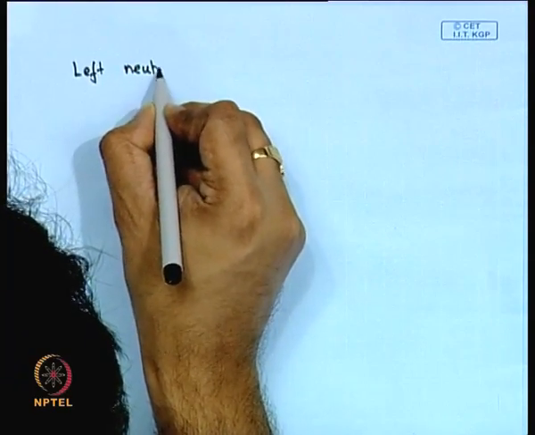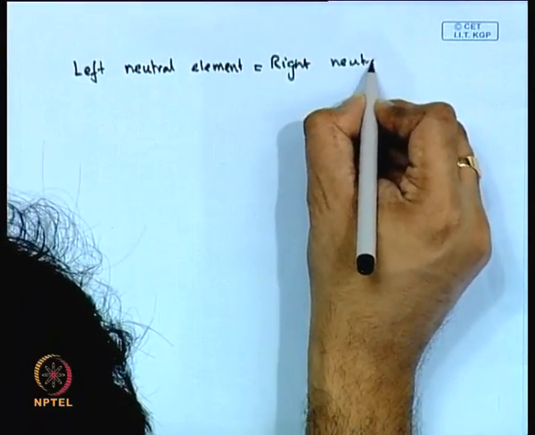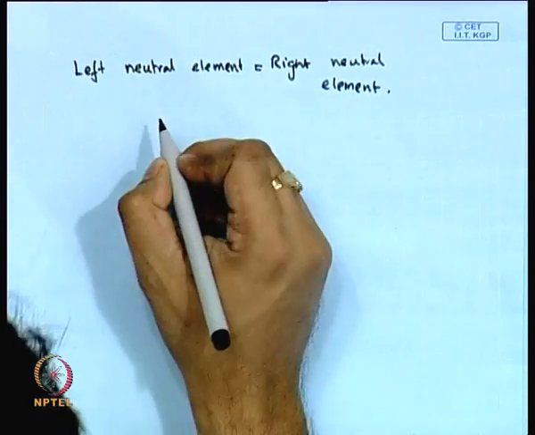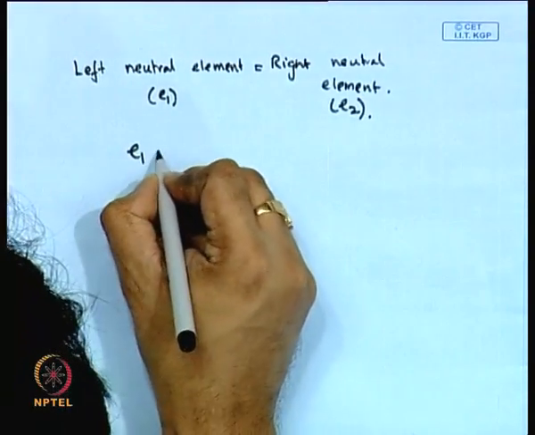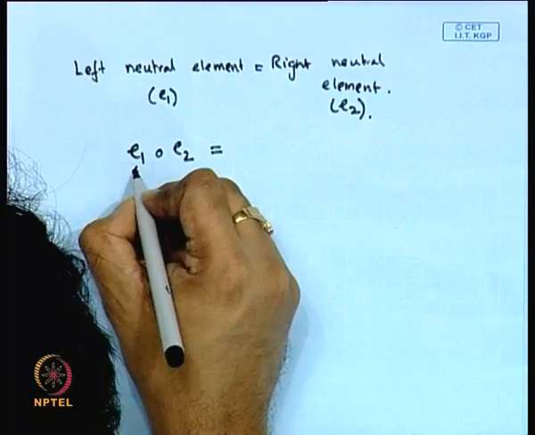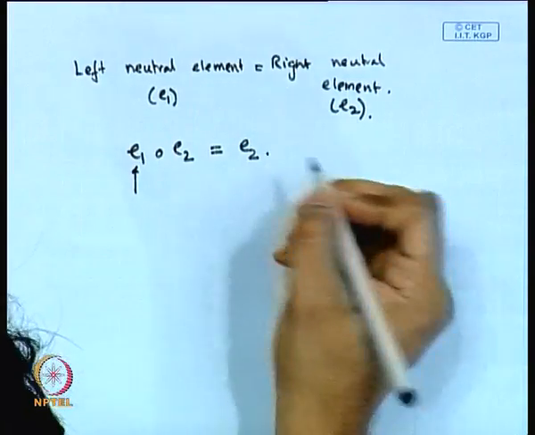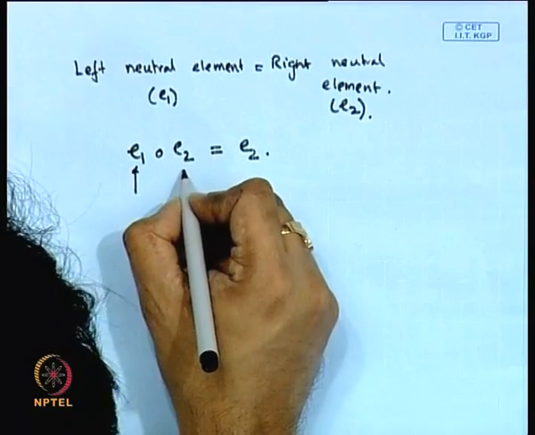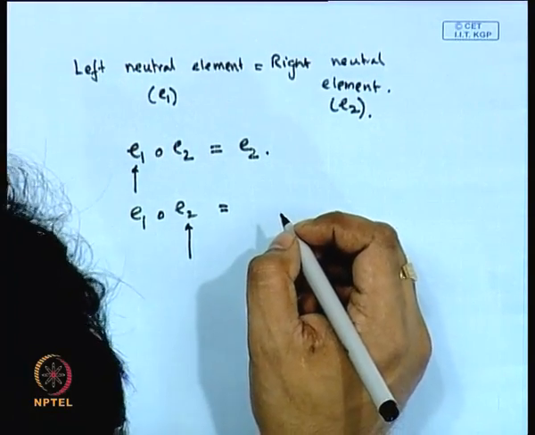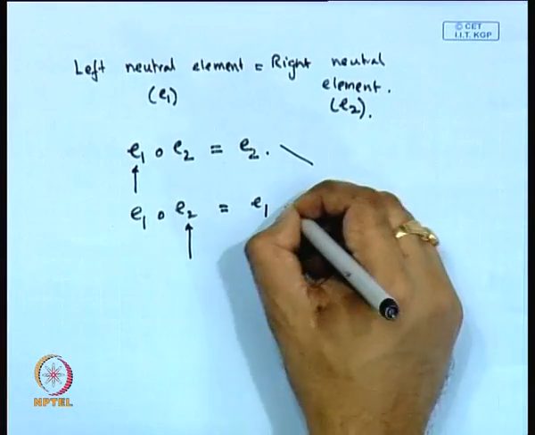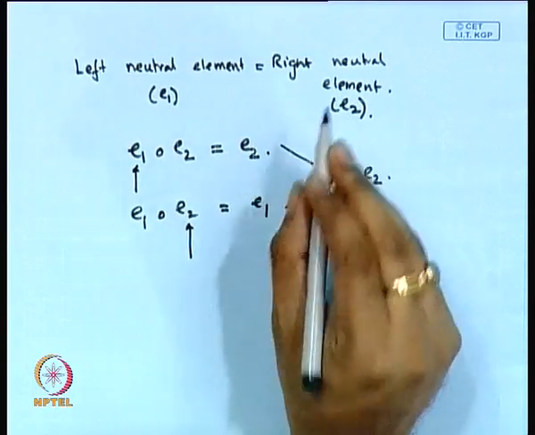So the left neutral element and the right neutral element are the same. Why? Let the left neutral element be E1 and let the right neutral element be E2. So what about E1 operation with E2? If I think this is the left neutral element, then by definition E1 operation with E2 should be E2. Now if I think E2 is the right neutral element, then E1 operation with E2 will be E1. So from here I understand that E1 and E2 are the same. Therefore the left neutral element and the right neutral element are the same.